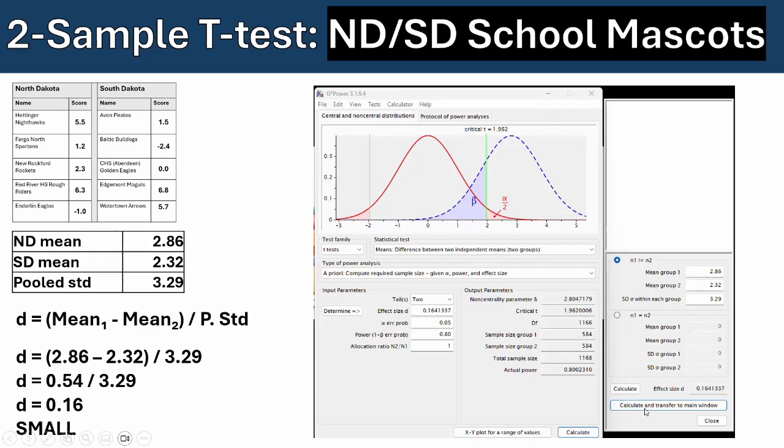I can calculate, it'll transfer to main window, and then given all my other defaults, I'll click calculate and it'll give me a total sample size of 1,168 or 584 per state, which is very funny because there are certainly not 584 high schools in each state. So if I really wanted to test the difference between this, I would actually leave the realm of statistics and just sample all the schools and get my coolness factor and just know the difference for sure. All right, so that's a two sample t-test.